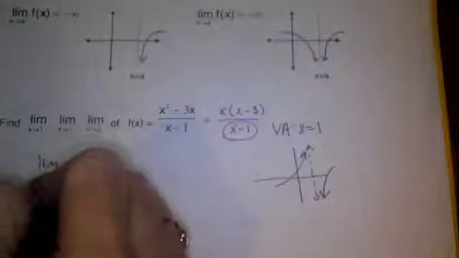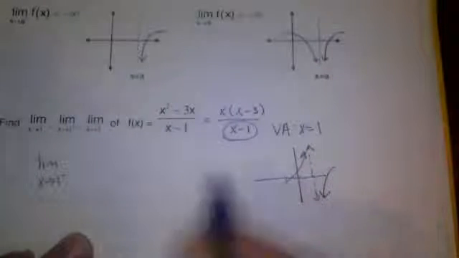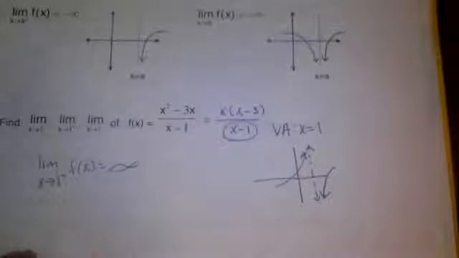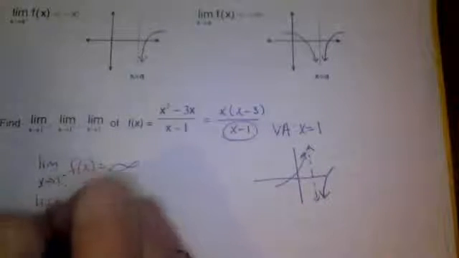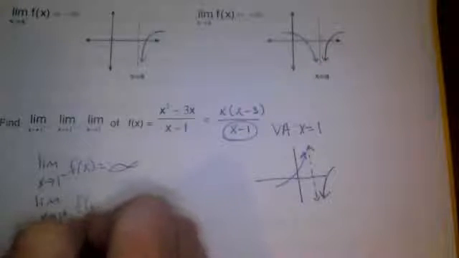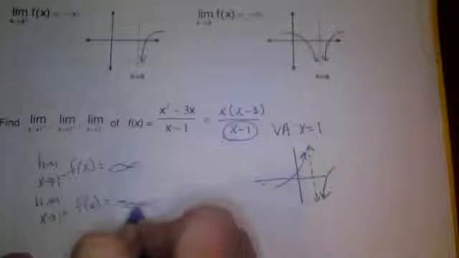The limit as x approaches 1 coming from the left. On the left hand side, this thing is going towards positive infinity. Then it asks me coming from the right. Coming from the right, going towards negative infinity.